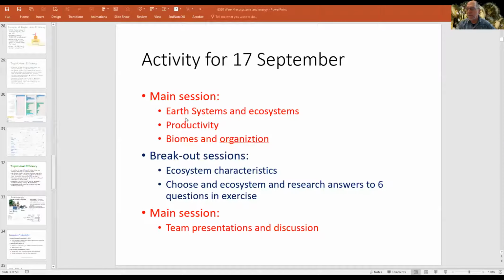Okay, so as I said, we'll be talking about Earth systems and ecosystems, productivity, net and gross productivity. And then in the breakout session, each team will choose an ecosystem that occurs somewhere on the planet, a forest ecosystem, a rainforest, a desert, whatever it is. Pick that out and then answer the questions that are outlined in the exercise as stated in the Canvas session, so everybody should be able to get at that.